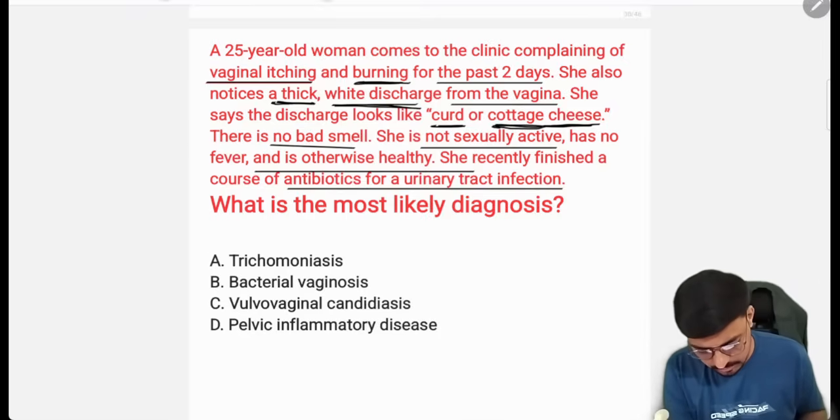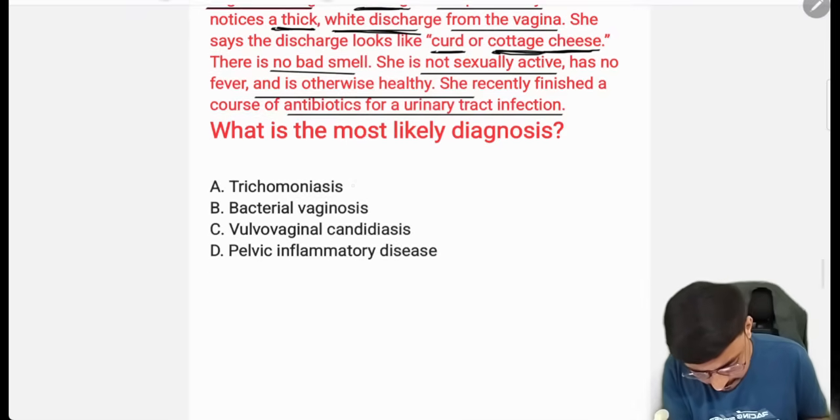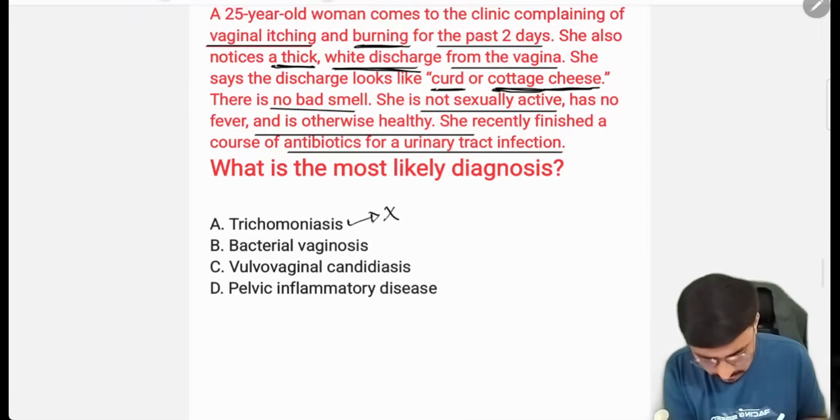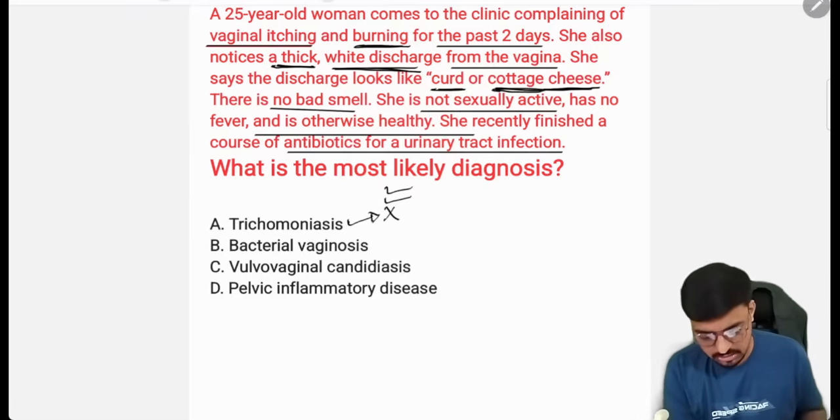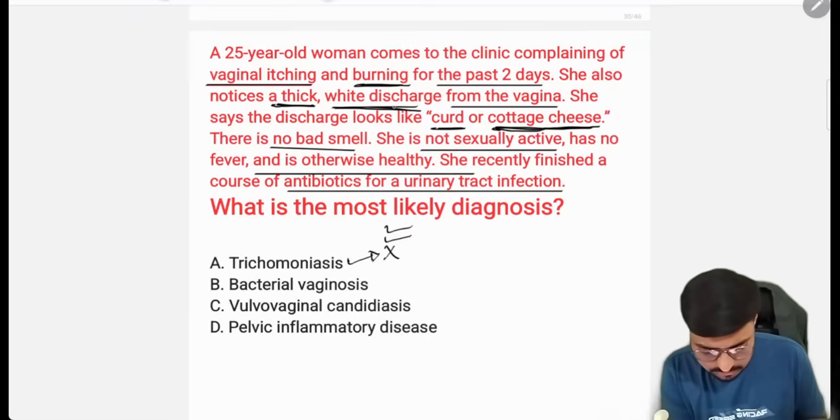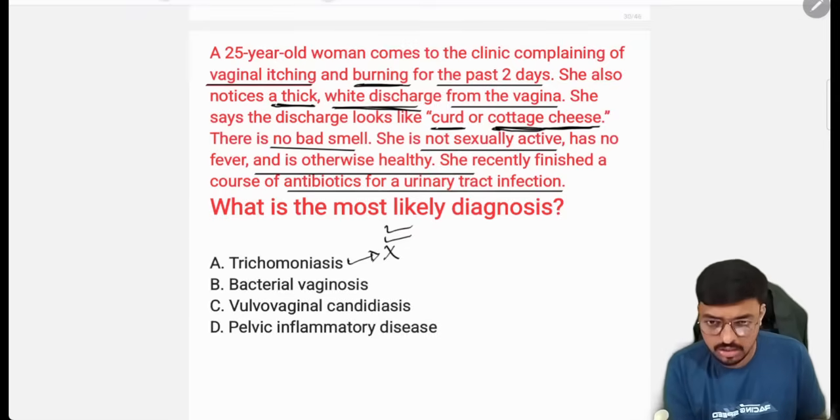I told you that in trichomoniasis the patient will get a yellowish discharge, not white. So I am eliminating option A here. Yes, itching will be there, and a greenish-yellow discharge, but there is no white discharge. But in the history she is telling us of a thick white discharge which looks like curd. That is very importantly the classical picture of vulvovaginal candidiasis.